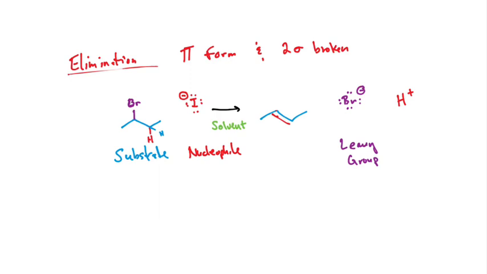Why did they come from the bond with the hydrogen? What did the bromine do? It took electrons, which then means I don't have any electrons to make a pi bond. That's why we take them from the hydrogen. How reactive is that carbon-hydrogen bond? Not very reactive at all.